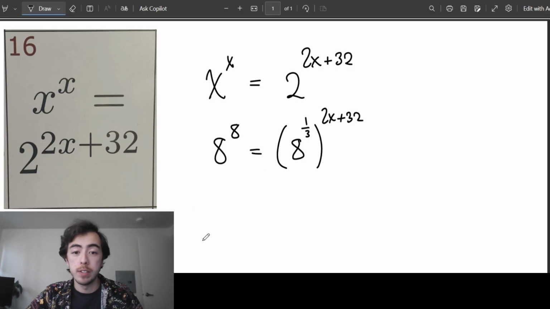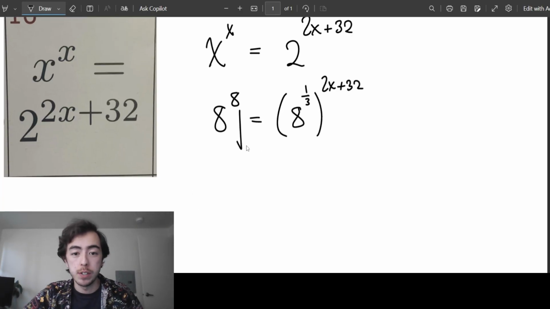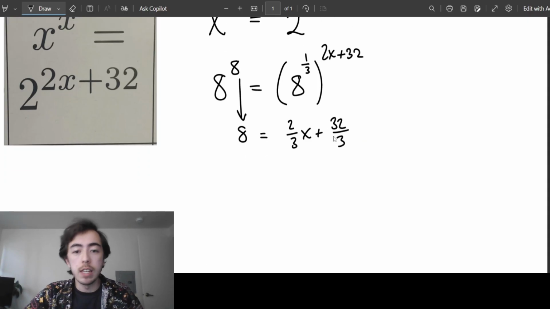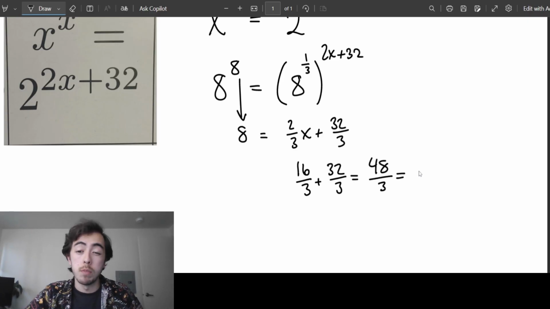Now that our bases match, we can see if our exponents match. This exponent here is just an 8. And then distributing that 1/3, again using that exponent rule that I can multiply them, I have 2/3 x plus 32/3, I guess. Oh, and then x is 8 in this example, so we would get 16/3 over here, 32/3 over here. That's going to be 48/3, which is the same thing as 16, I think.